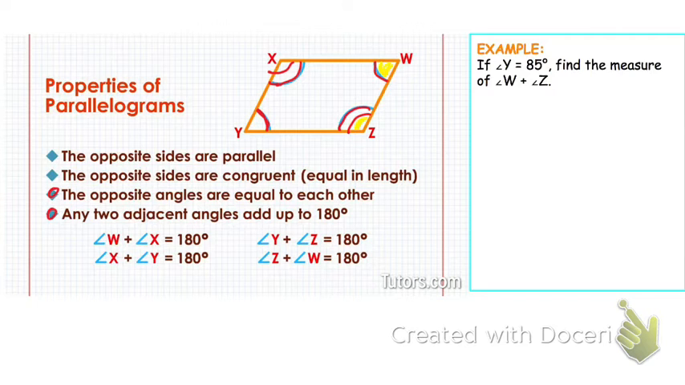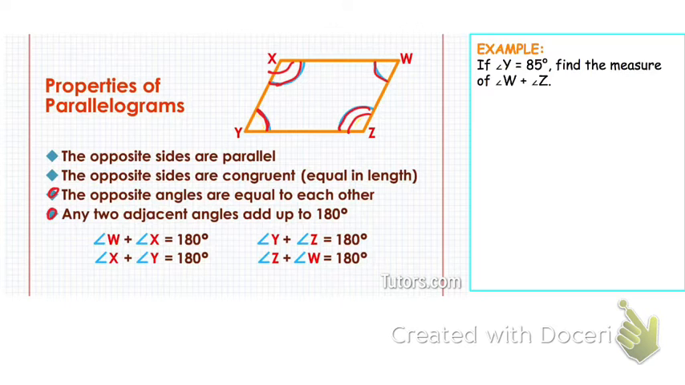They're what's called supplementary angles. Or angle Z and Y. Those are adjacent angles. So those two angles add up to 180. They're supplementary. So now let's take a look at the example.